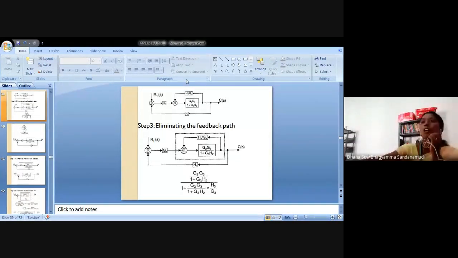next step what we can do is we can eliminate this feedback path, isn't it? There is a positive path gain and this is a feedback path gain. Okay, so negative feedback. This is negative feedback.